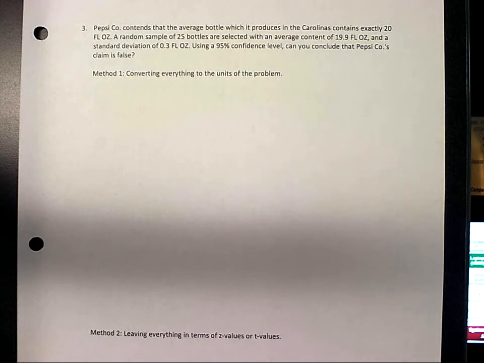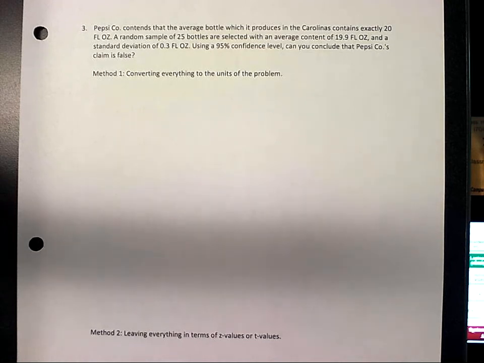PepsiCo contends that the average bottle which it produces in the Carolinas contains exactly 20 fluid ounces. A random sample of 25 bottles are selected with an average content of 19.9 fluid ounces and a standard deviation of 0.3 fluid ounces. Using a 95% confidence level, can you conclude that PepsiCo's claim is false?